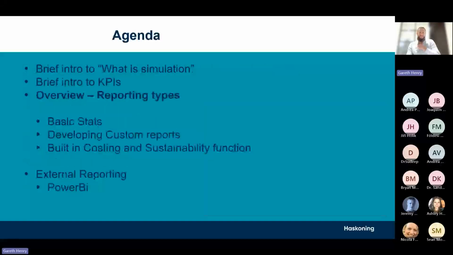So that's the basic housekeeping of what is simulation and then what are KPIs, brief introduction. So now we'll get into the overview of reporting types and what reporting types we can have within Witness, and then some examples of how you use them, and then also how we actually go about setting some up and some examples of why we'd use them and when.